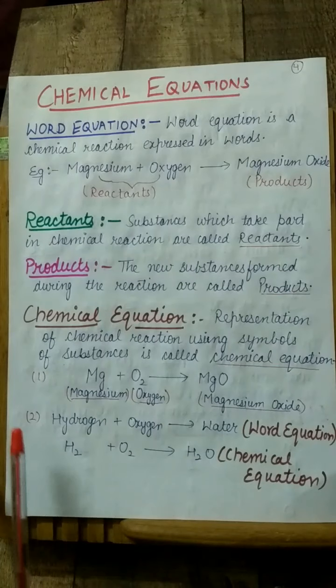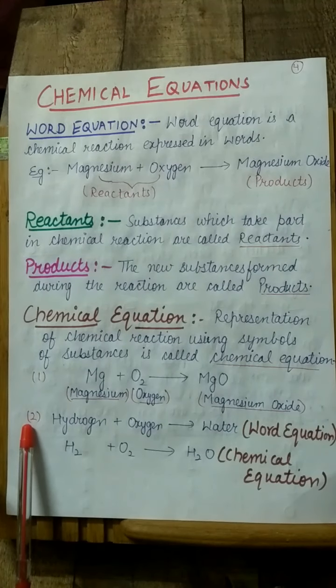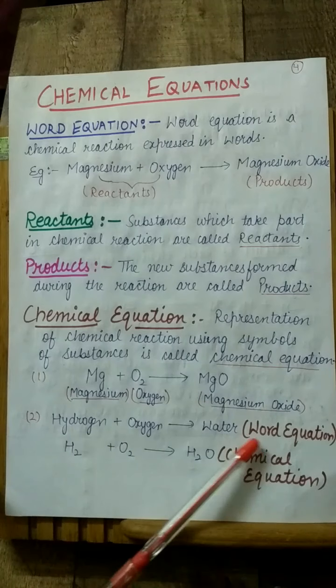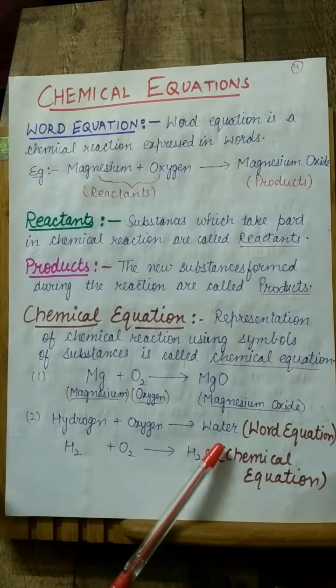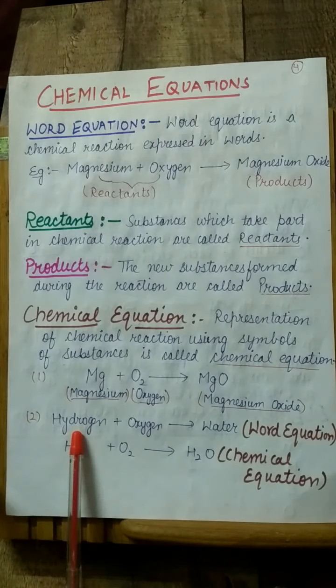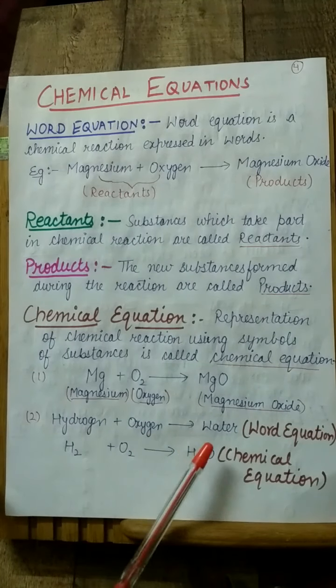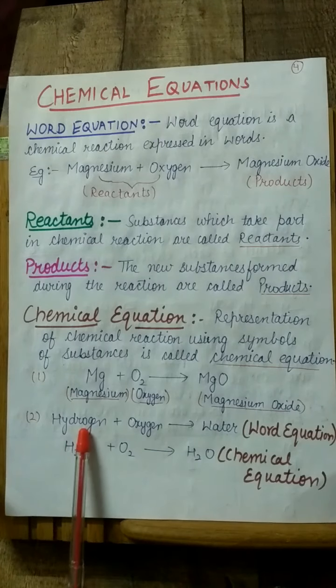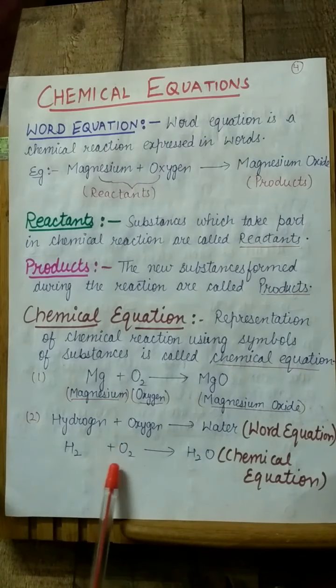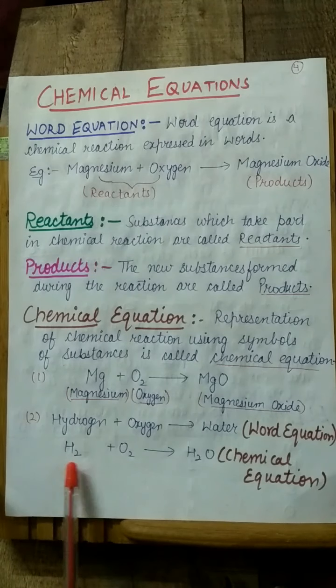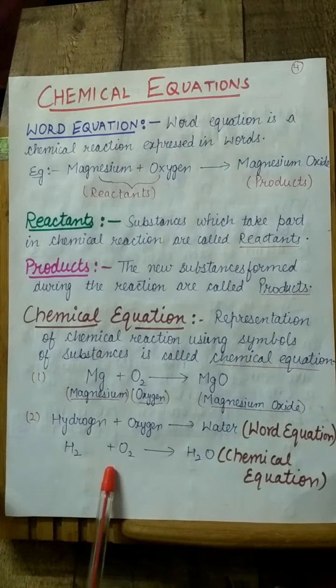Now I am using a second example to explain to you. For that, I have written a word equation. Hydrogen reacts with oxygen to form water, or hydrogen combines with oxygen to form water. The symbol of hydrogen, as you all know, is H, and oxygen is O. But I have written here H2 and O2. Why I have used this, I will discuss with you later.